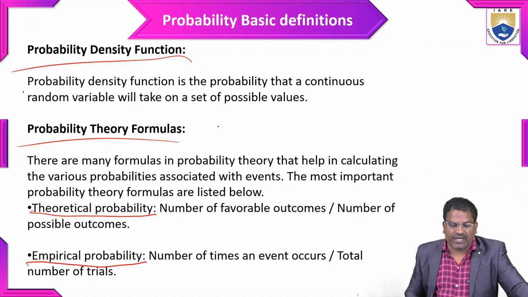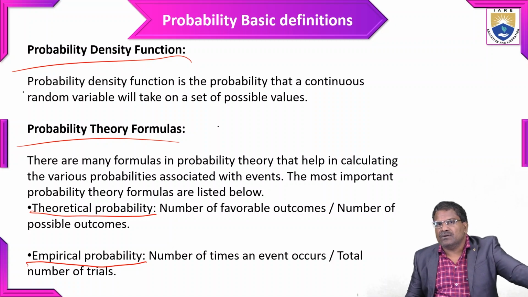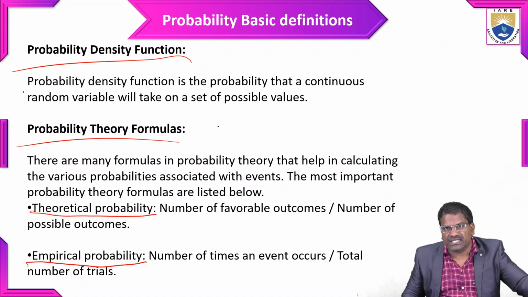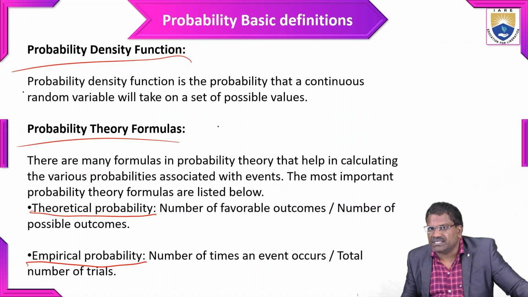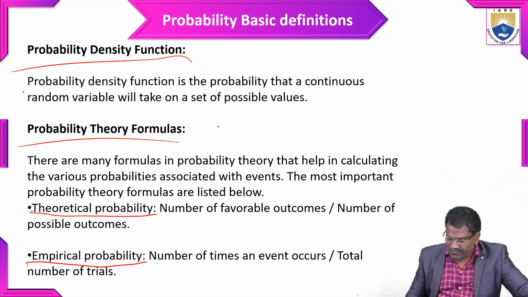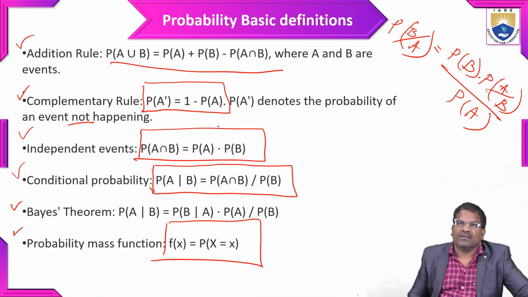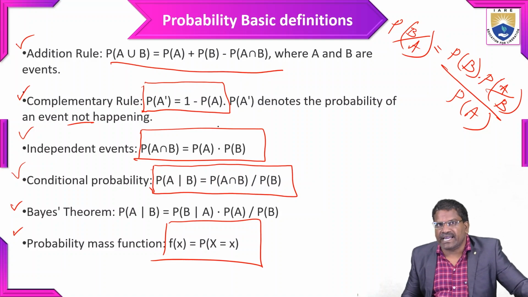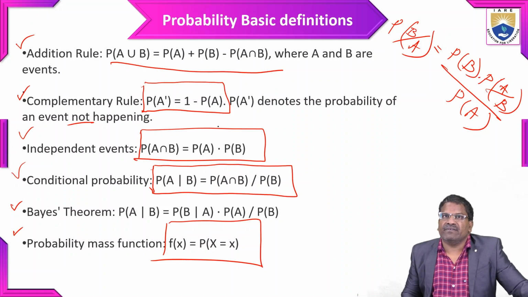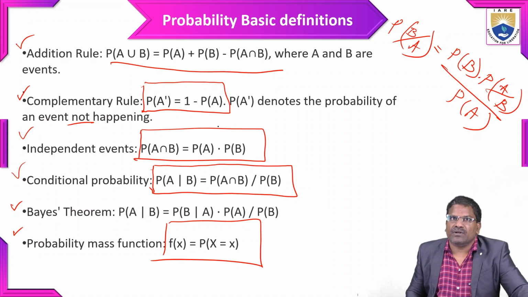Probability theory formulae. Some theoretical probability is there. It gives the definition: number of favorable outcomes to number of possible outcomes. Empirical probability is there. It gives the definition: number of times an event occurs to total number of trials. Now let us once again recapitulate very important rules of probability.